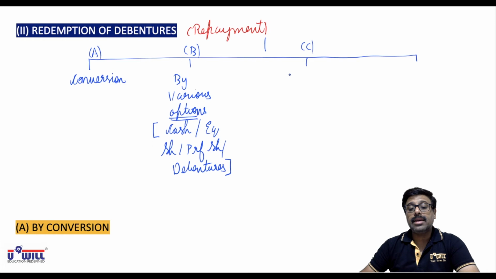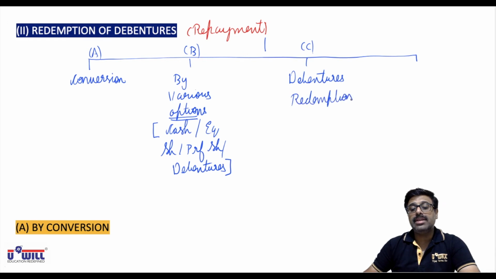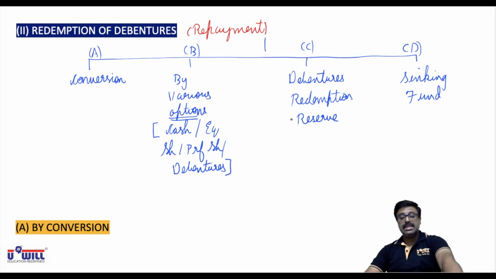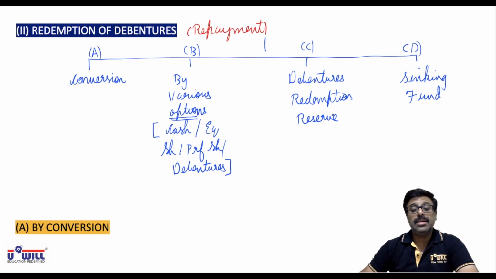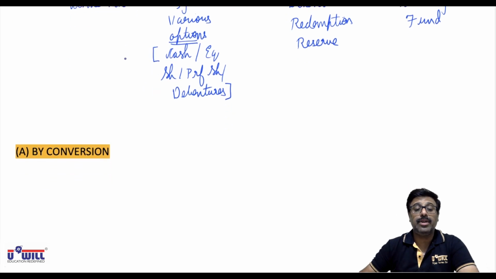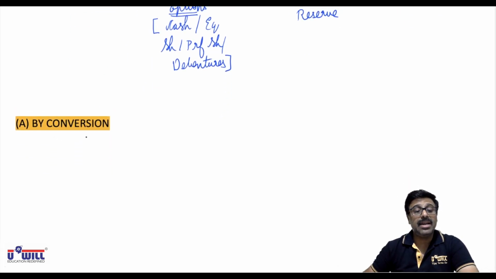Third is the concept of debenture redemption reserve as per the company law, which we will see in detail in practical questions. And last, we will see the method of sinking fund. So all of you write this down in your notebook in the summary. I told you to leave 5 pages in the summary, write it there. 4 different topics are covered in redemption of debentures: one is conversion, second is various options, third is debenture redemption reserve, and fourth is sinking fund. Today we take up the first method, that is by conversion.